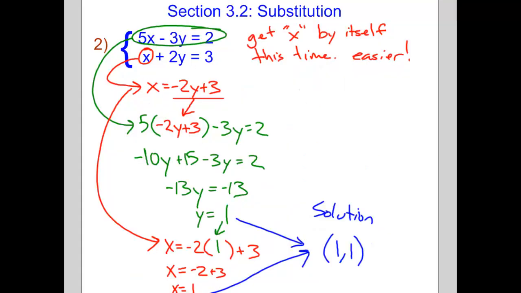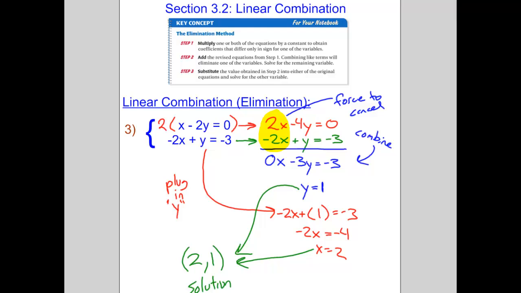Now the next system here, well actually let's look at substitution again. In this example, what I'm looking for is what variable would make sense to get by itself. Well, right here, x, because it has no coefficient in front. So I'm going to isolate the x by itself and simply plug it into the other equation. Now we also have one equation, one variable, solve for y, plug it back in, solve for x, and our solution is (1, 1). So this is another example of substitution, and you can use any system you want. I'm trying to highlight here that substitution would make sense because we could easily get x by itself. Now, let's look at linear combination, or elimination.